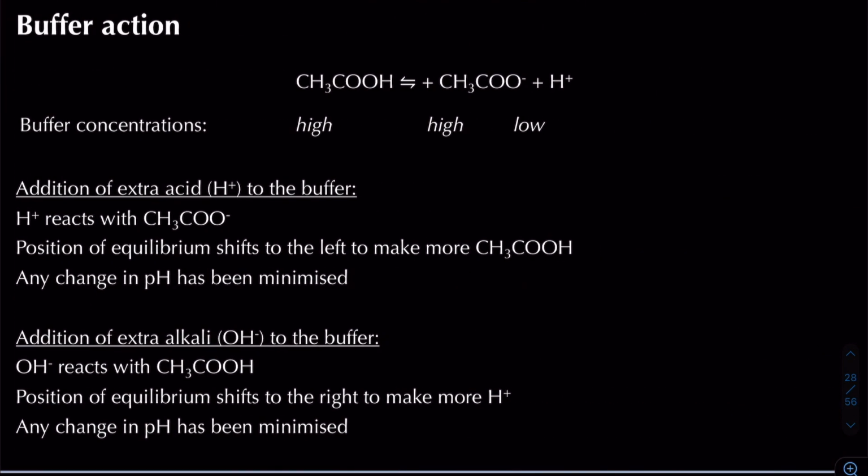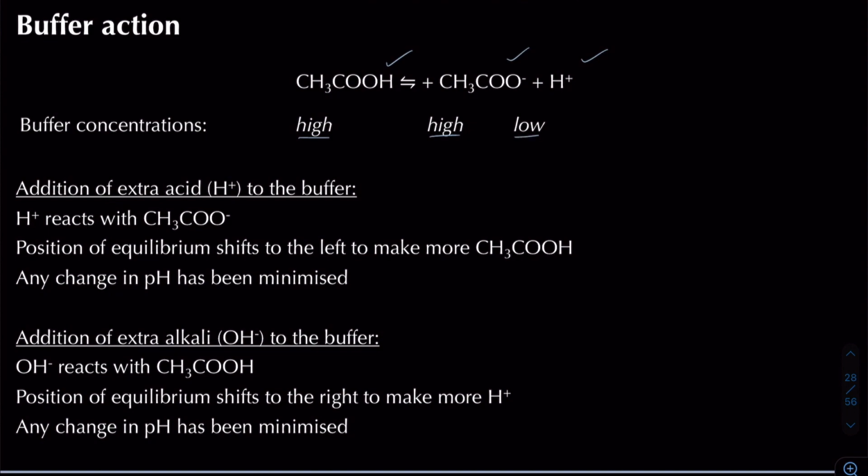Now let's look at how a buffer actually works. I've got a buffer equation here to show an ethanoic acid buffer, where I've taken ethanoic acid and formed ethanoate ions and H plus ions itself. Now you can see I've got a very high concentration of ethanoic acid, my HA, and I've got a very high concentration of my ethanoate ions, my A minus itself. The H plus concentration is also going to be very low.